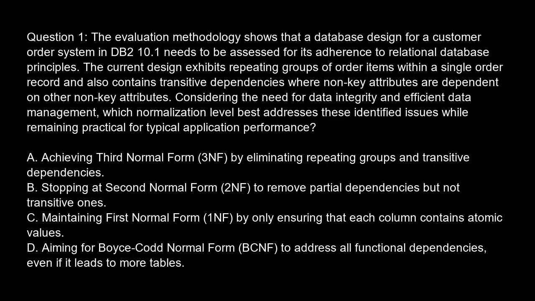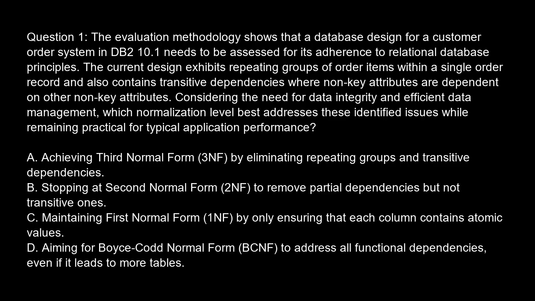Considering the need for data integrity and efficient data management, which normalization level best addresses these identified issues while remaining practical for typical application performance? Option A. Achieving third normal form 3NF by eliminating repeating groups and transitive dependencies. Option B. Stopping at second normal form 2NF to remove partial dependencies but not transitive ones.